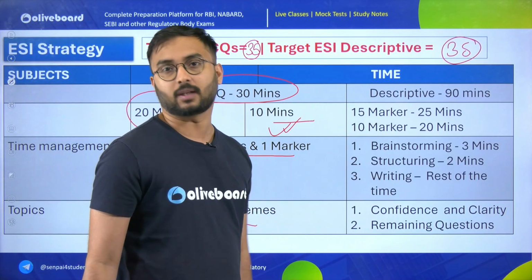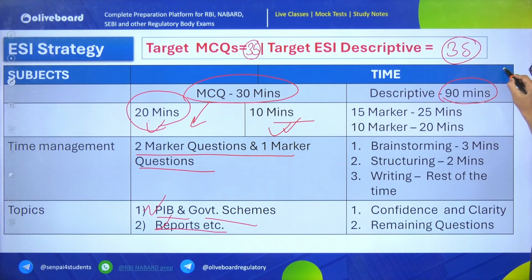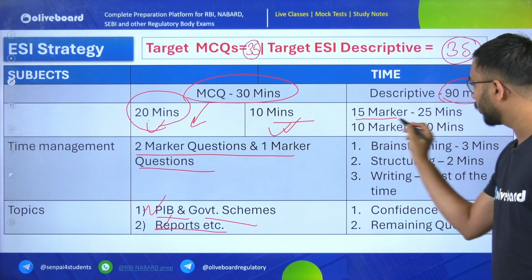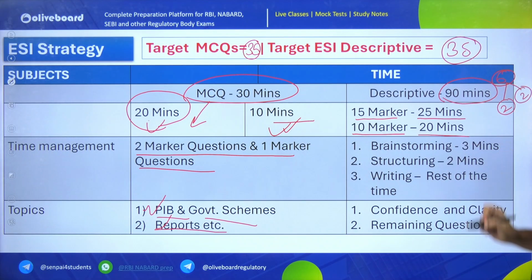Now what about the descriptive part? In descriptive, you are having 90 minutes, you are given 6 questions. Out of those 6 questions, you have to write 4 questions. You have to write 2 15-marker questions and 2 10-marker questions. You are having 90 minutes with you. So for each 15-marker question, you have 25 minutes. For each 10-marker question, you are having 20 minutes.